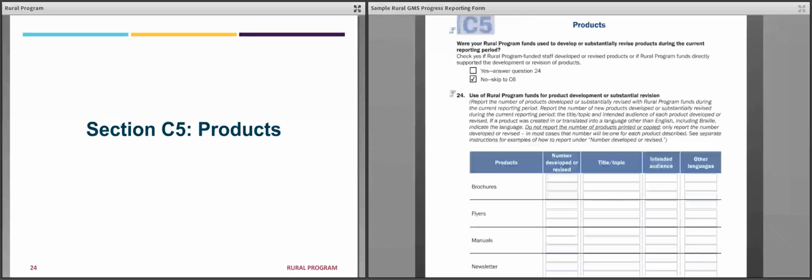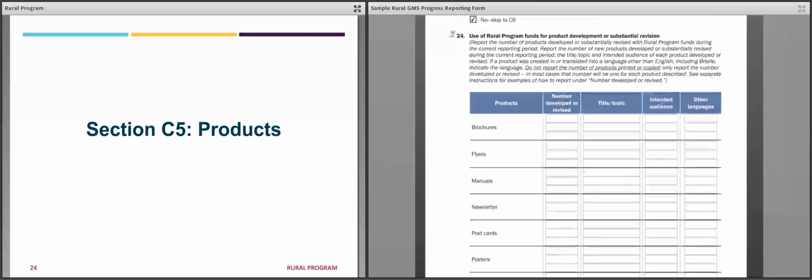But if you did click yes here, you would answer question 24 by entering the number of developed or revised products, which is usually one, the title and or topic of the product, the intended audience, and if it was produced in another language, identify it in other, or leave blank if not. Also, please know that any products you report here should have been pre-approved by your program specialist.